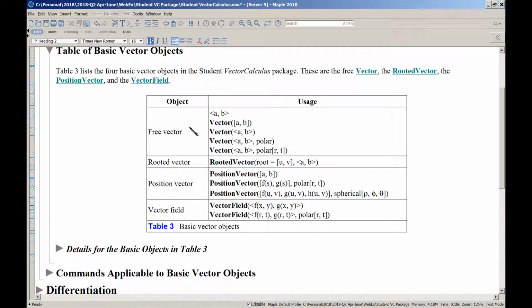Free vector. How would it be entered? It could be entered as a comma b with these wedge brackets around them. Those wedge brackets are just inequality symbols. Or you could use the vector command, and you could put a list, or you could put the wedge brackets. If you include a coordinate system name, then that vector is interpreted as a vector in that system.